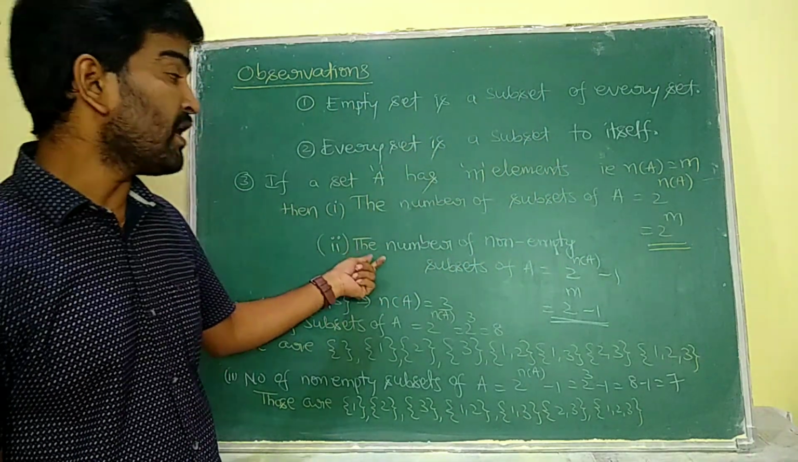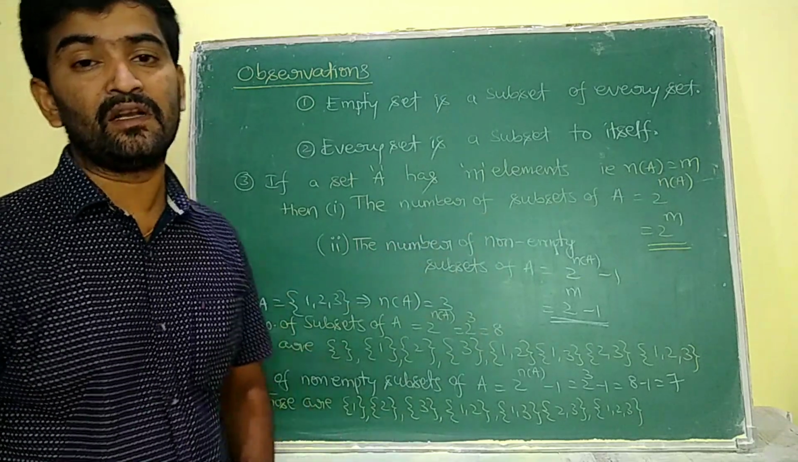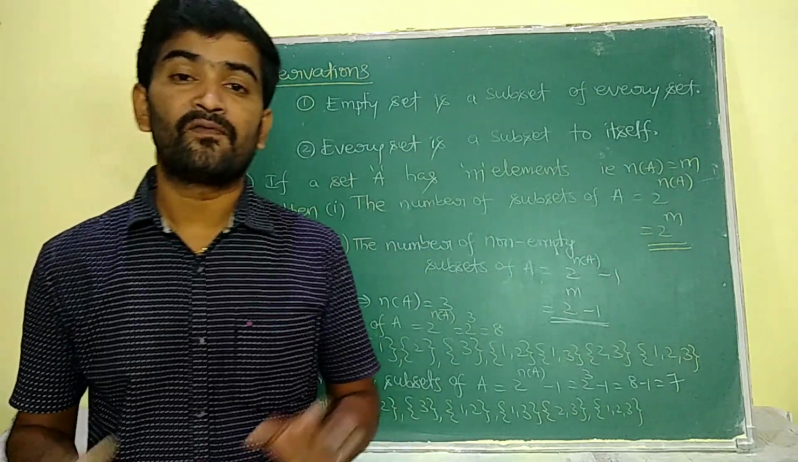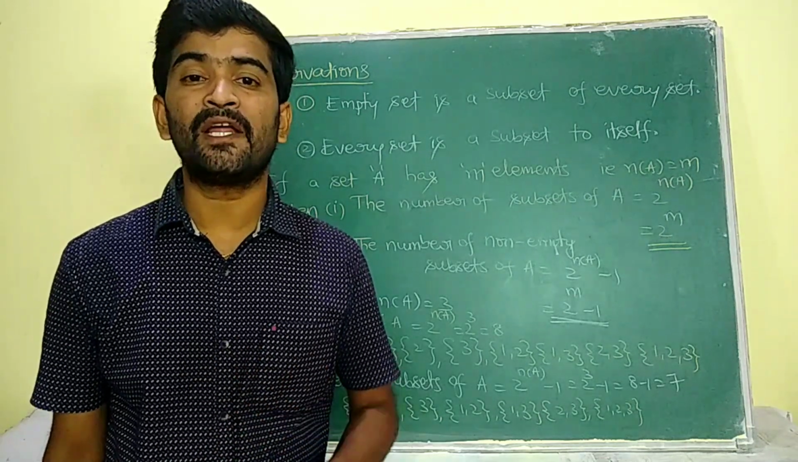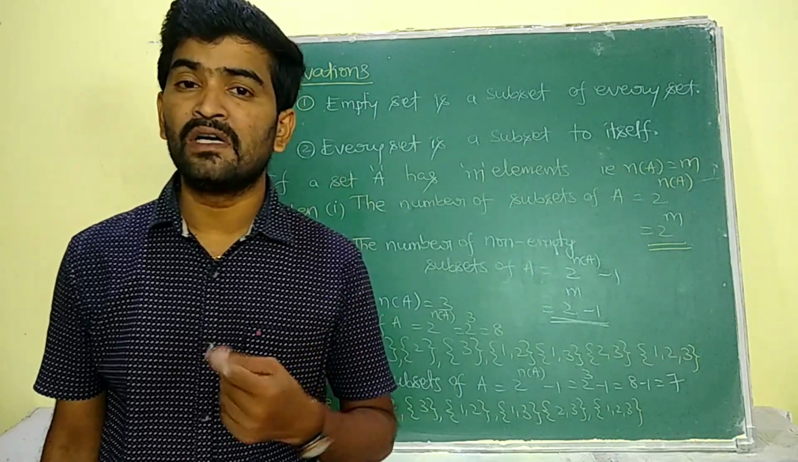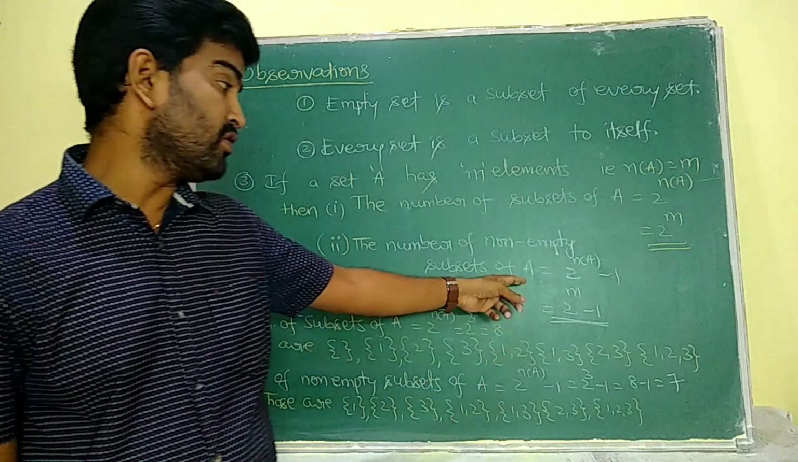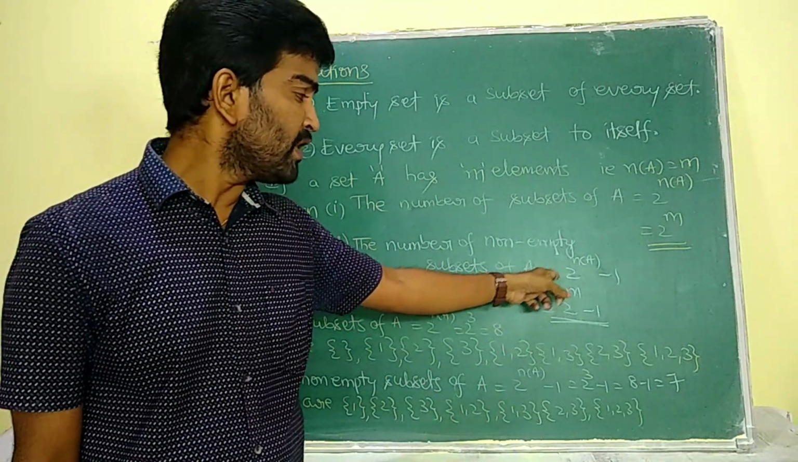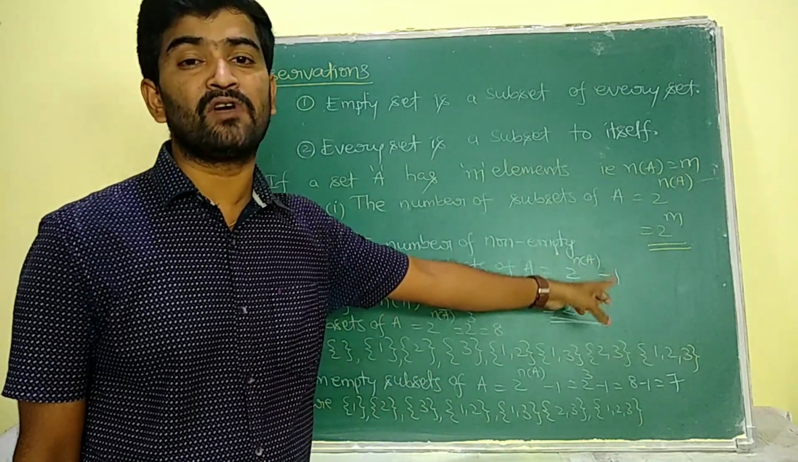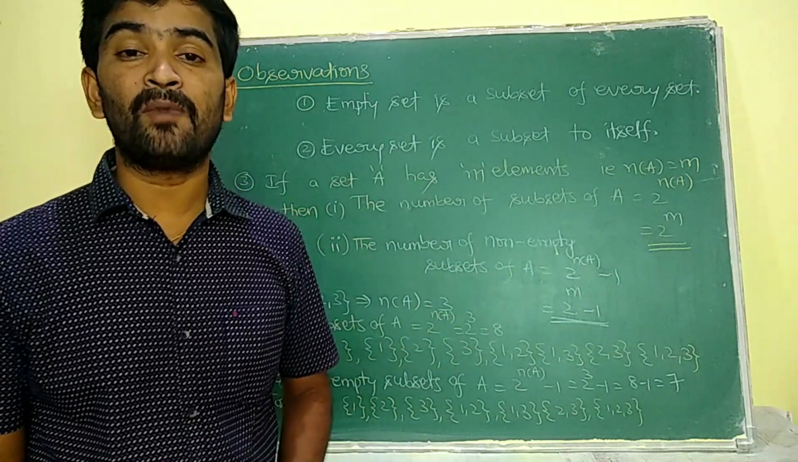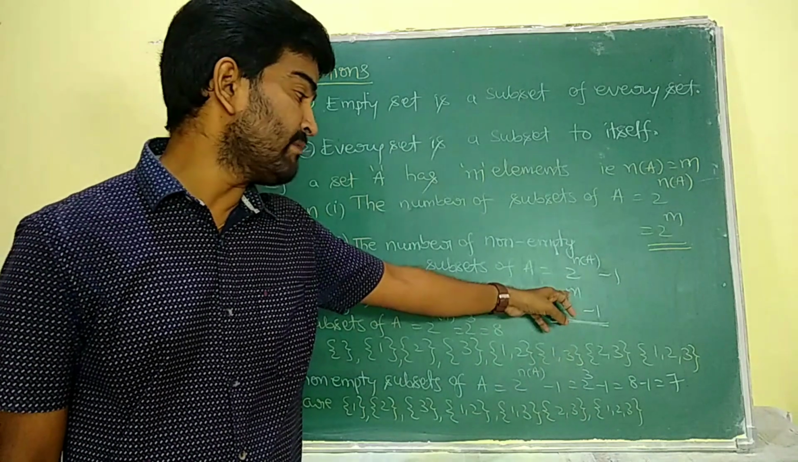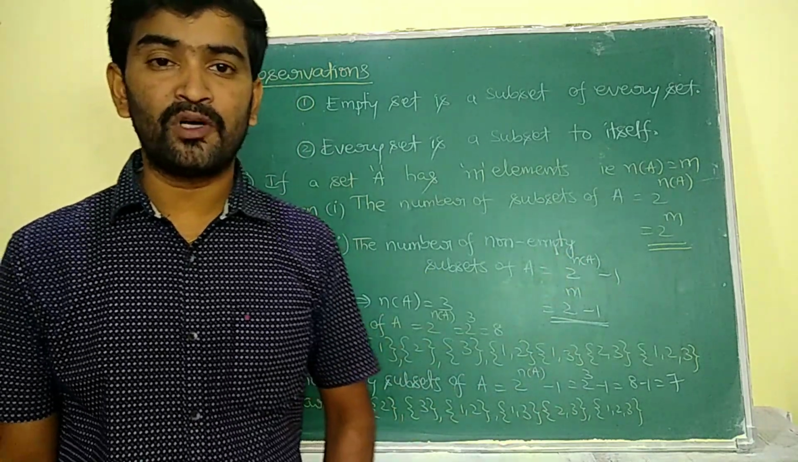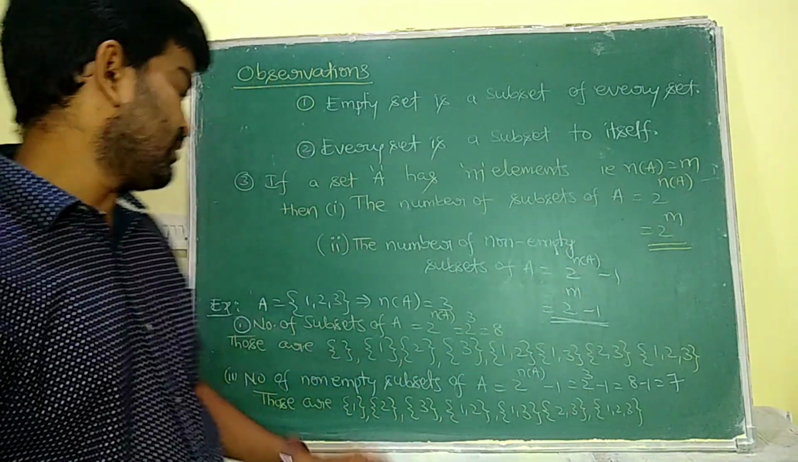Next, the number of non-empty subsets. Non-empty subsets in the sense, from those subsets I have to remove the empty set. How many empty sets are there? Only one, no? That will be subtracted. So, 2 power n(A) minus 1 gives us the number of non-empty subsets of the set A. That is 2 power m minus 1. I hope you understand. We will discuss it with an example.